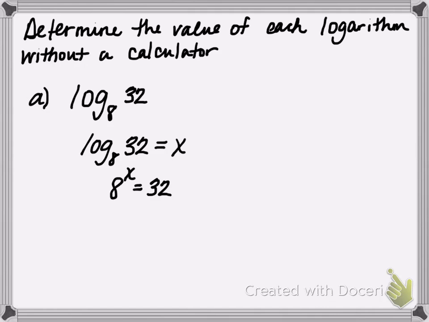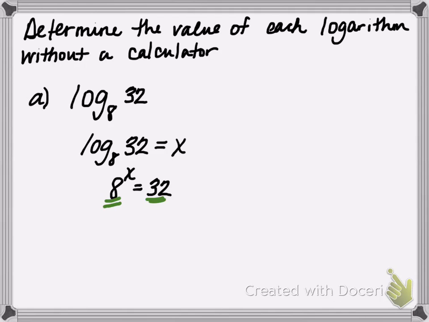And if you think of your powers of 8, you'd think 8 to the first power is 8, 8 to the second power is 64, and so on. And you might think, well, 32 is not on that list. But if we do some creative algebra, we can get the bases here to be the same. So we want the bases to be the same on the left and the right.